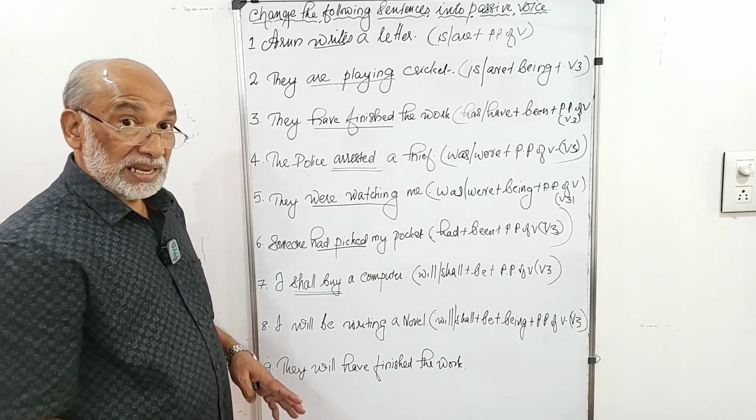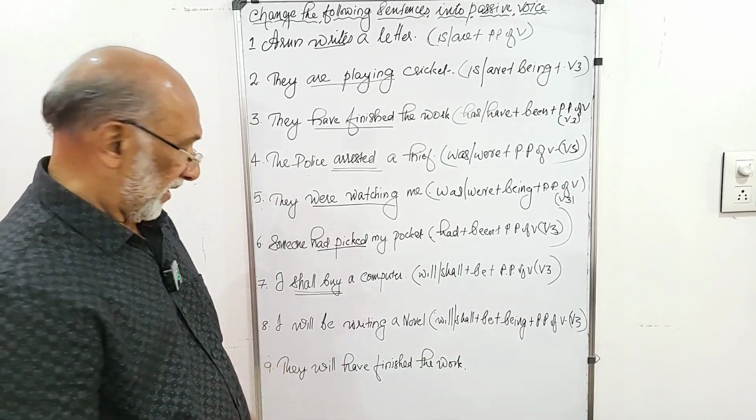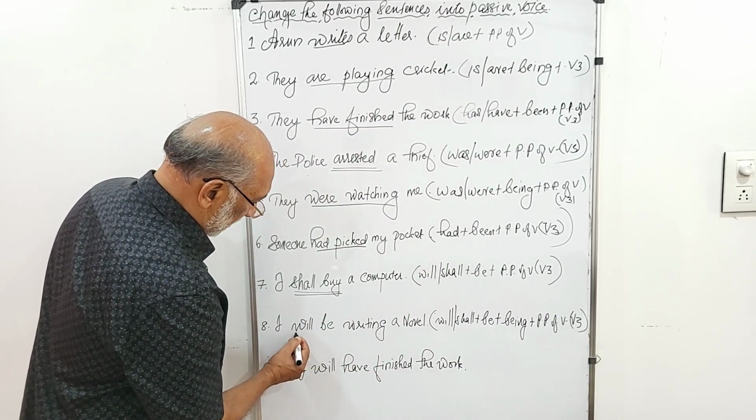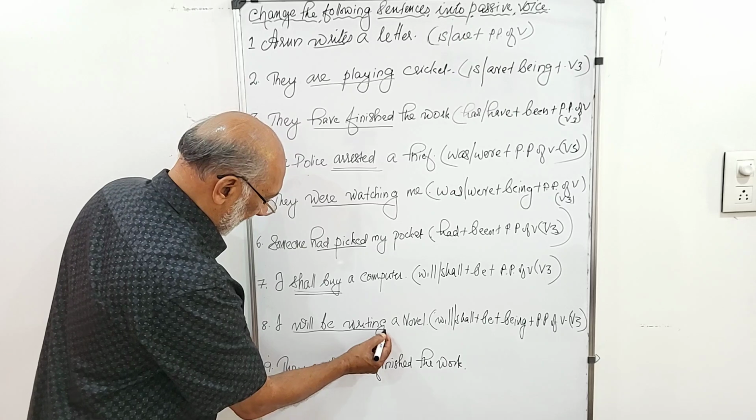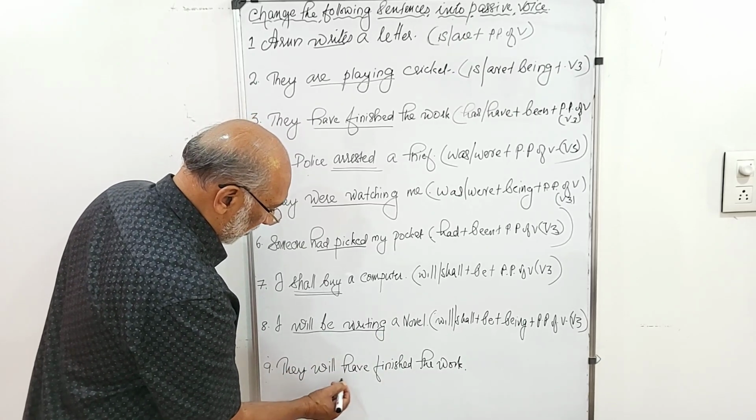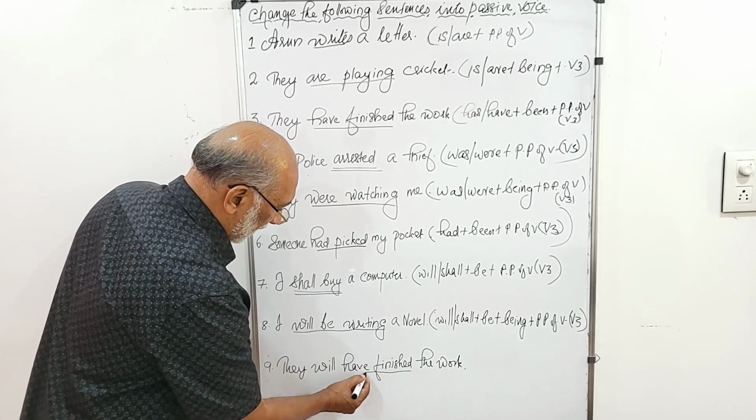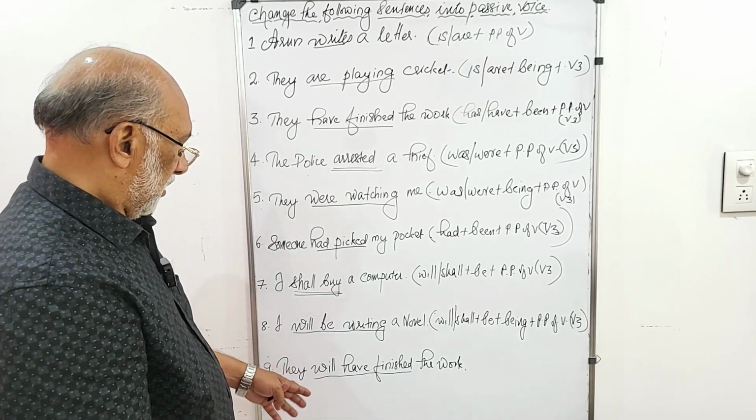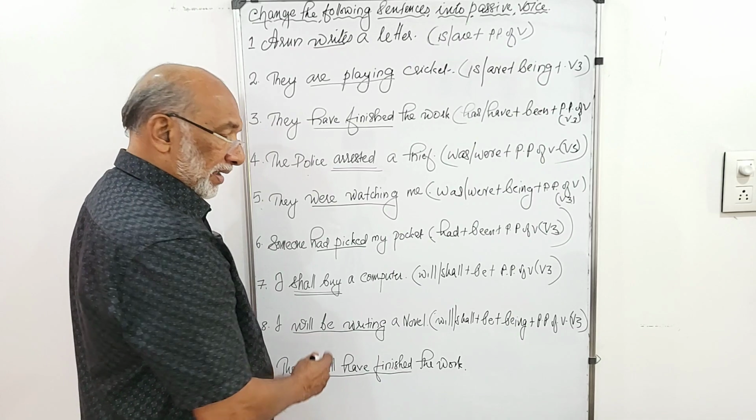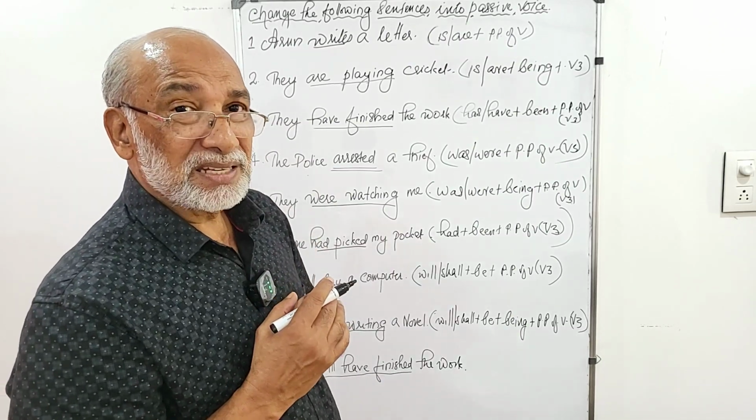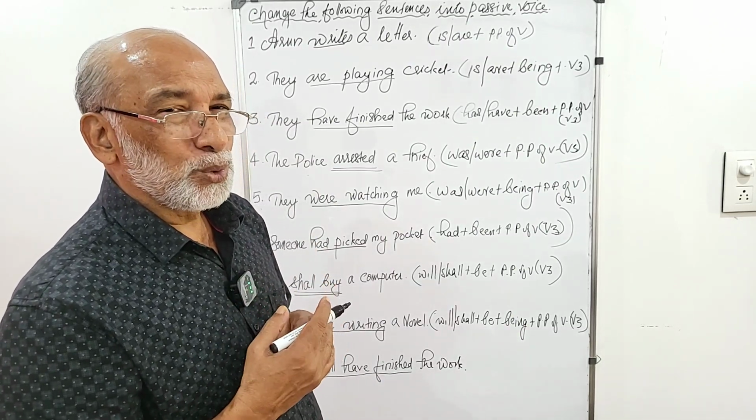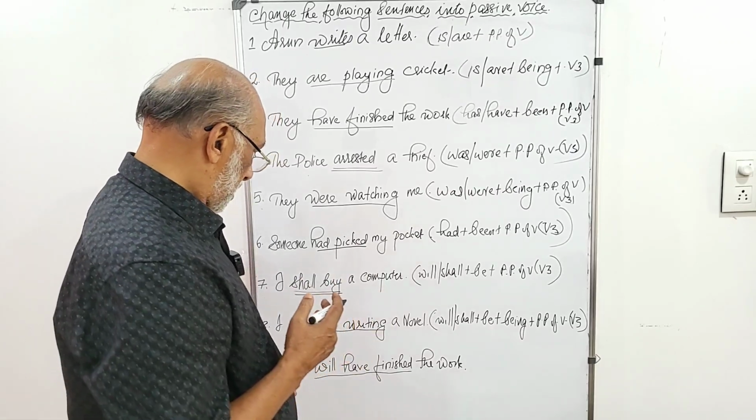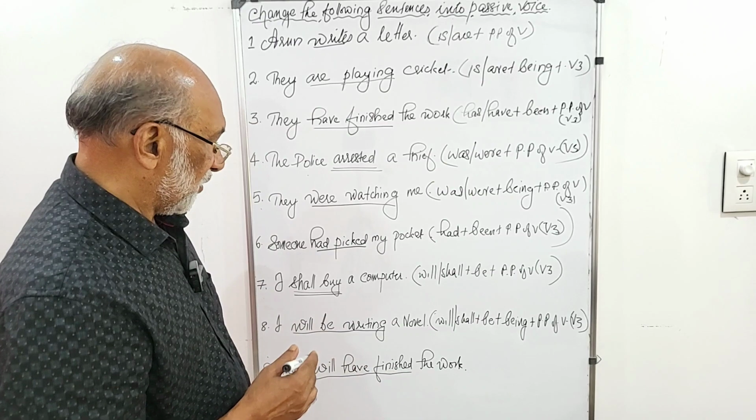And coming to the last one, that is future perfect. They will have finished. Here in future perfect it is will have finished. Will or shall plus have. One thing that you have to notice is that in future tense we never use has. Always have with all the subjects. They will have finished the work.